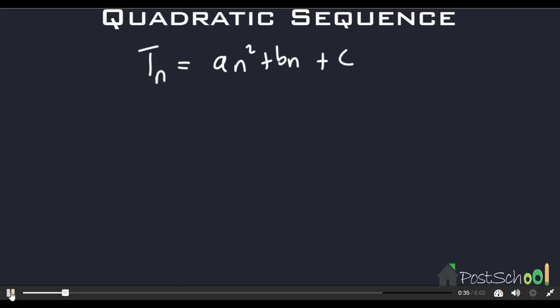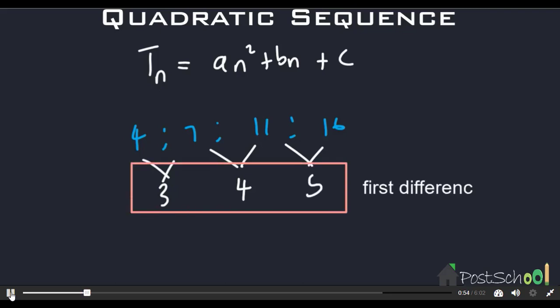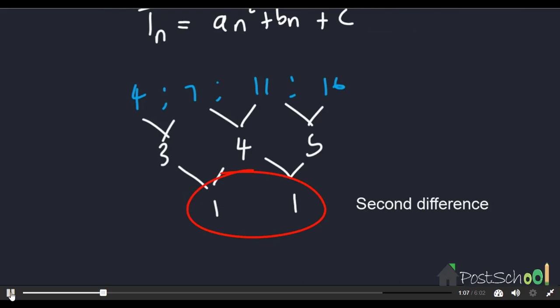So let's look at the sequence. We have 4, 7, 11, 16. We can find the difference by saying 7 minus 4, that's 3, 11 minus 7, that's 4, 16 minus 11, that's 5. Usually when we are doing an arithmetic sequence, we just stop here, but we can continue and say 4 minus 3, we have 1, and 5 minus 4, we have 1. So you can see we have a constant second difference in this case.